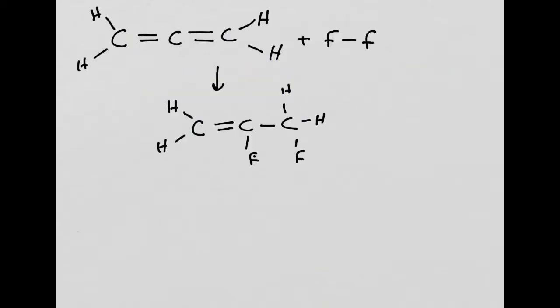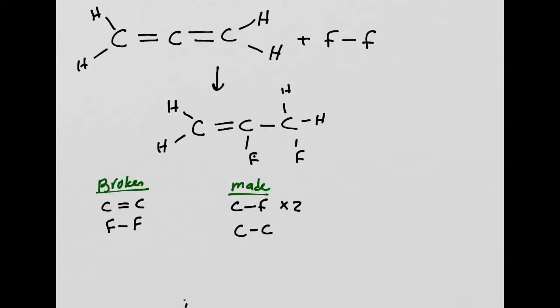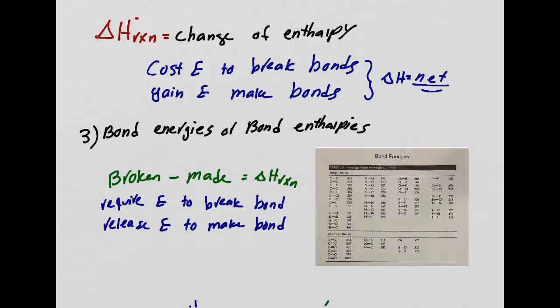Okay, now let's come over here. So you have that in front of you. Now here, you want to look at broken versus made. What is broken? Okay, tell me. A double bond is broken. The F2 bond is broken. What is made? I make 2 CF bonds and I make 1 carbon-carbon single bond. So again, it's broken minus made, and you have this chart right over here.